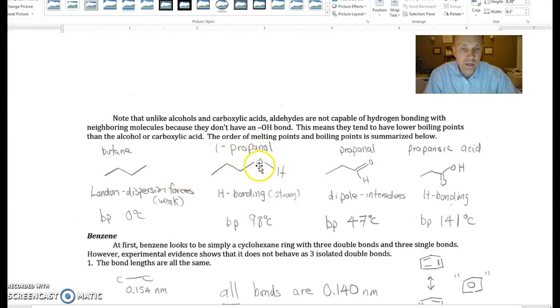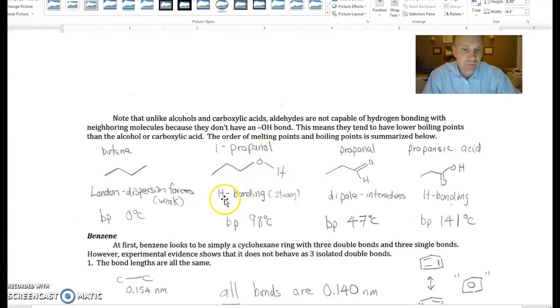Moving up one oxidation state, going from an alkane to an alcohol. By the way, this would have to be propane if it were to be oxidized to propanol. So notice that you go from 0 up to 98. You get a huge jump in the boiling point. And the reason for that is that alcohols are capable of hydrogen bonding.